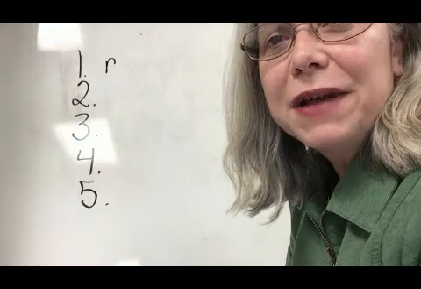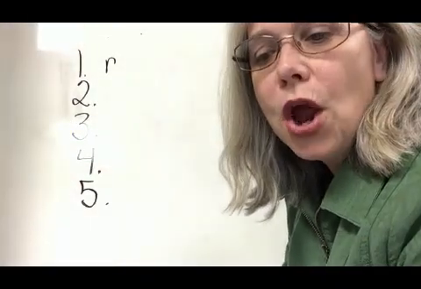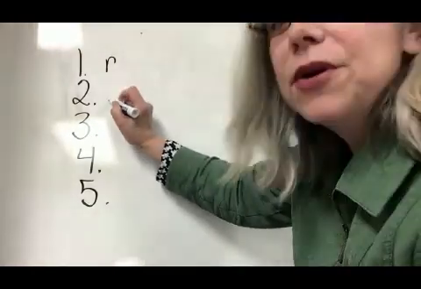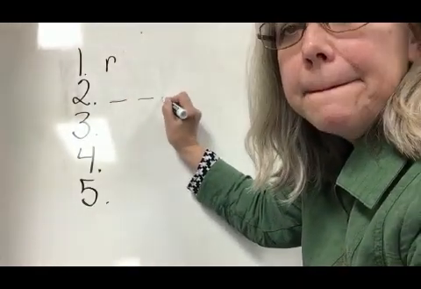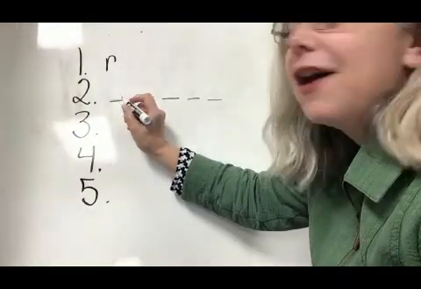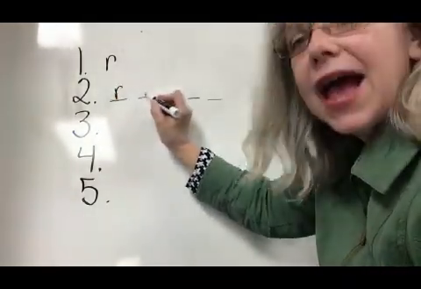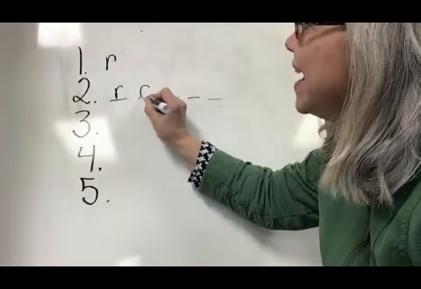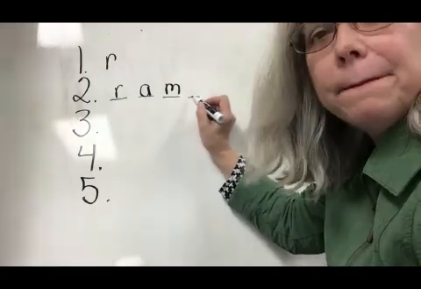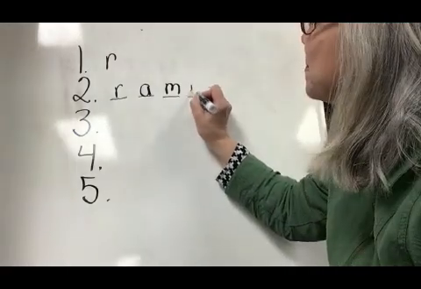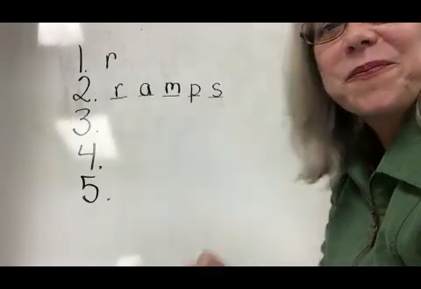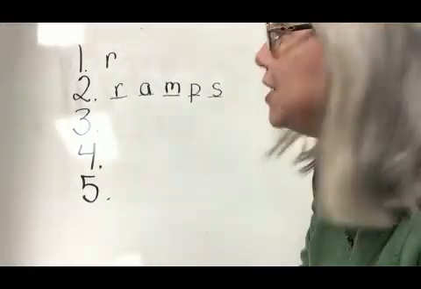Okay, the second thing we're spelling is a word. Repeat this word after me. Ramps. Okay, let's make a line for every sound we hear. R, A, M, P, S. What's the R? R. A, M, P, and that's our S. Read that word. Ramps. Very good. Let's do number 3.